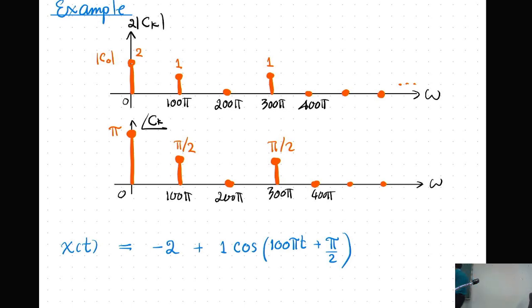Now, the next frequency should be at 200 pi, right? But at this frequency, the magnitude is 0, so we don't need to write it down. The next one is at 300 pi radians per second, and the magnitude is 1, so I'm just going to write down another one. The next one, which happens to be the last one, has phase of course pi over 2. We have only 3 terms here.